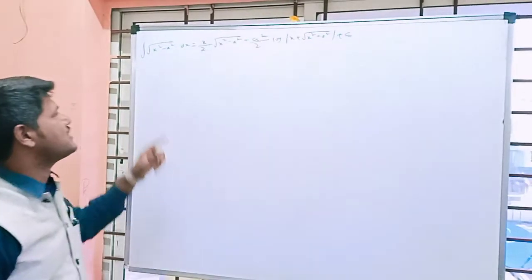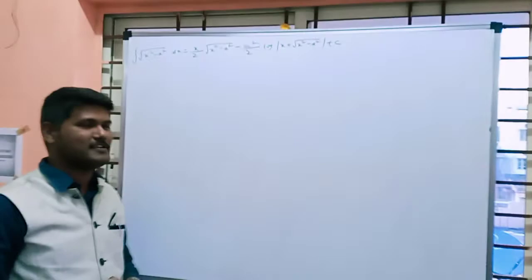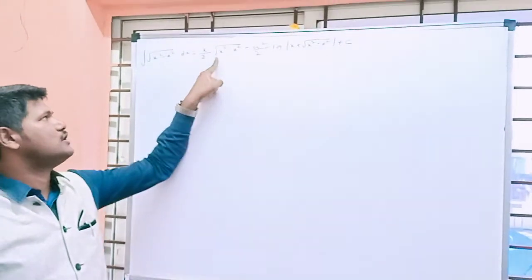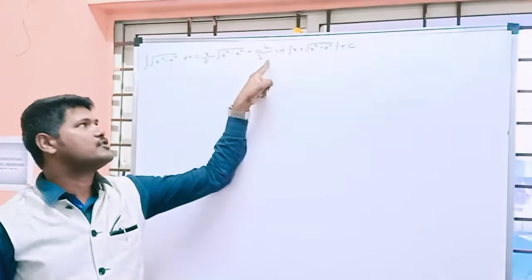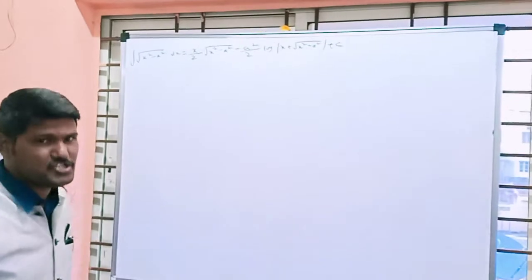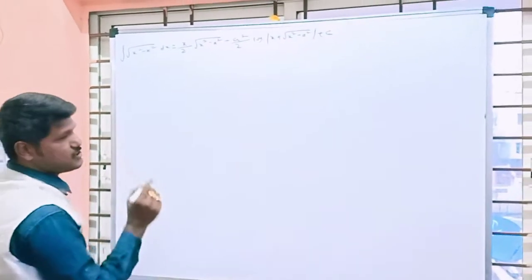Today we are discussing one important 5-mark question, integration. Integral of root of x square minus a square dx is equal to x by 2 root of x square minus a square minus a square by 2 log mod x plus root of x square minus a square plus c. It's a derivation, very important. So how to solve this question?